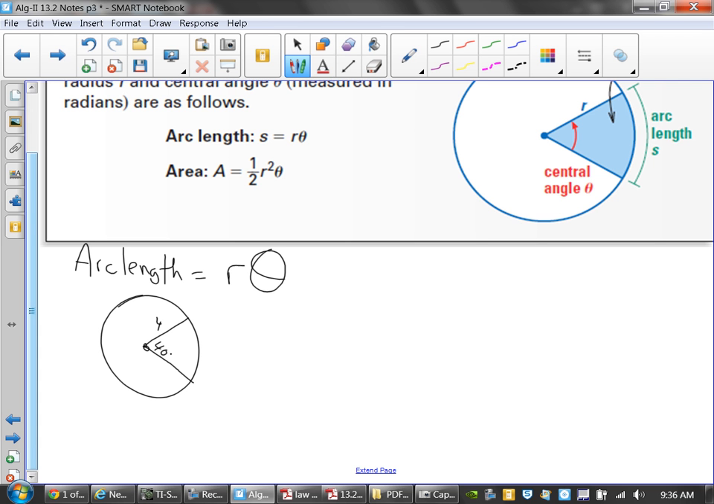So in this case, it's going to be 4 times 40 times pi over 180. See what I'm doing there? All I'm doing is just setting it up to convert it from degrees to radians.